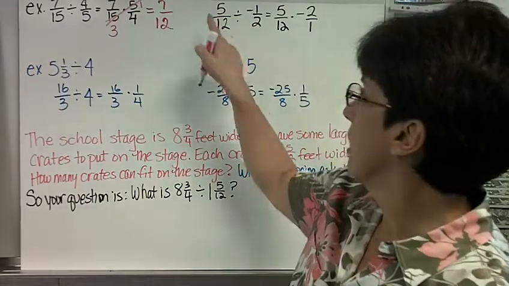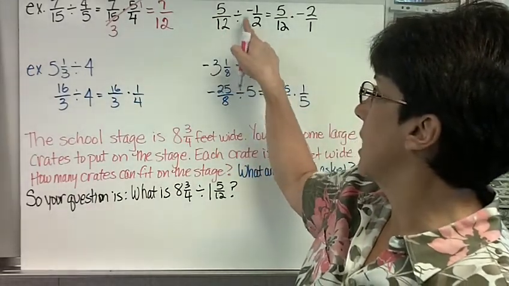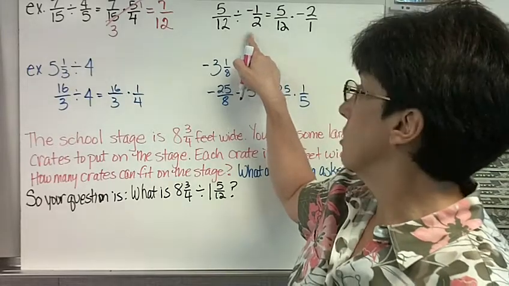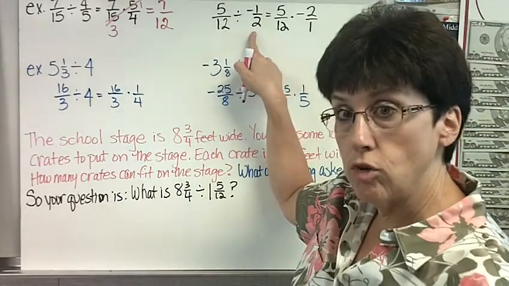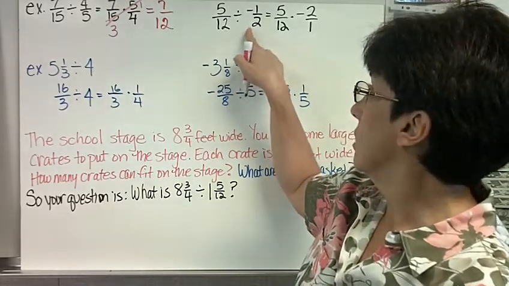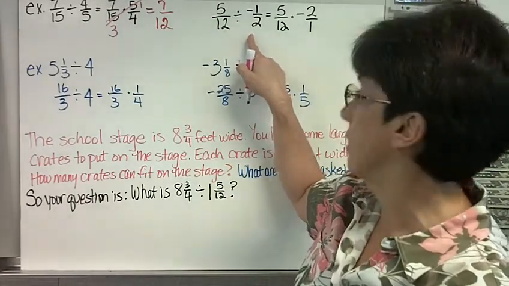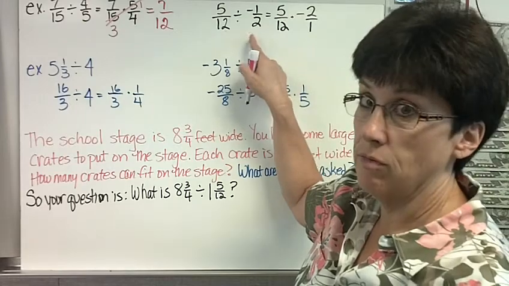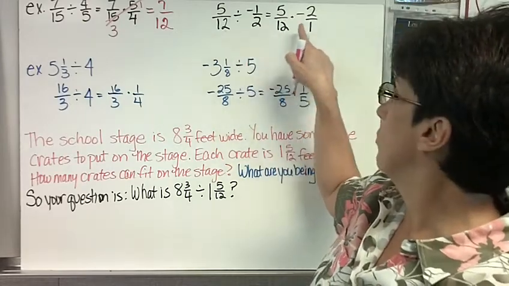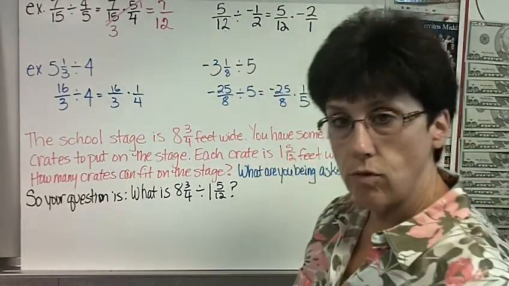Here's another problem. 5/12 divided by negative 1/2. Instead of dividing by the negative, we're going to multiply by that reciprocal. Well, we're still dividing by negative 1/2. We're going to multiply by the reciprocal of negative 1/2. It still is a negative. I don't want you to think that. So 5/12 times negative 2 over 1.